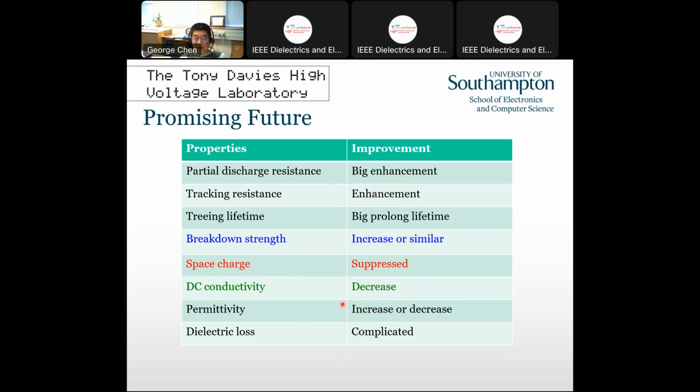Within this talk, I mainly focus on the breakdown strength, space charge and the conductivity, because they are closely related to the charge dynamics in the dielectric material. When we look at this table, caution must be taken, because in some cases we observe this improvement only at lower loading ratios, and some only at high loading ratios. For example, for partial discharge, tracking resistance and tree lifetime, you typically need a reasonable amount of nanoparticles in the system. While for breakdown, space charge and DC conductivity, it is at the lower loading ratio. So we must be careful.